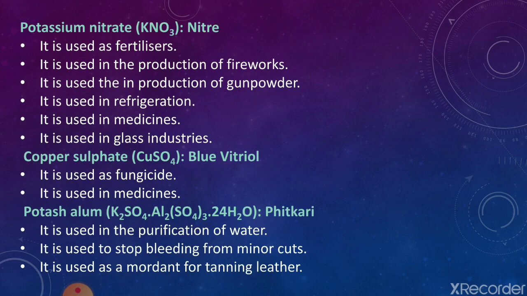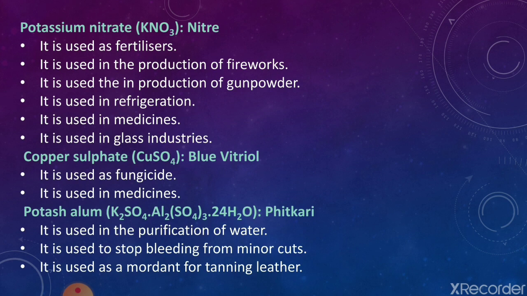Next one is potassium nitrate, KNO3. It is also called nitre. It is used in the production of gunpowder. Gunpowder means explosive powder, which is used in guns. Then it is also used as fertilizer. It is used in the production of fireworks. Then it is also used in refrigeration, in medicines, and in glass industries.